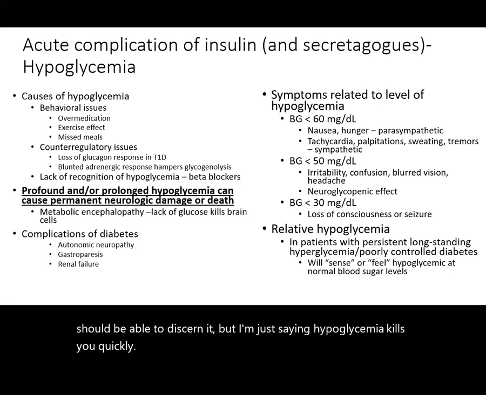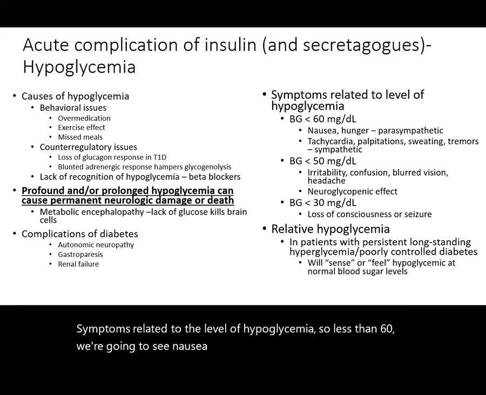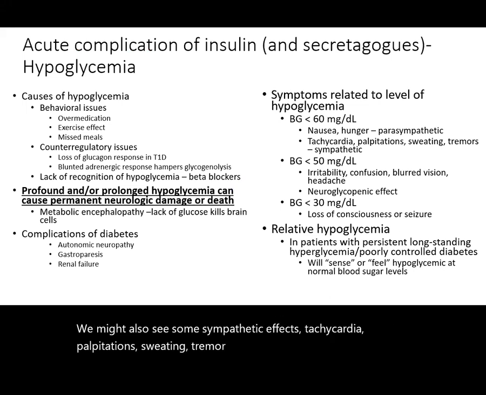Symptoms are related to the level of hypoglycemia. Less than 60, we're going to see nausea, hunger, some parasympathetic effects. We might also see some sympathetic effects: tachycardia, palpitations, sweating, tremor. If it's less than 50, now we're starting to see CNS effects, blurred vision. Less than 30, probably loss of consciousness.